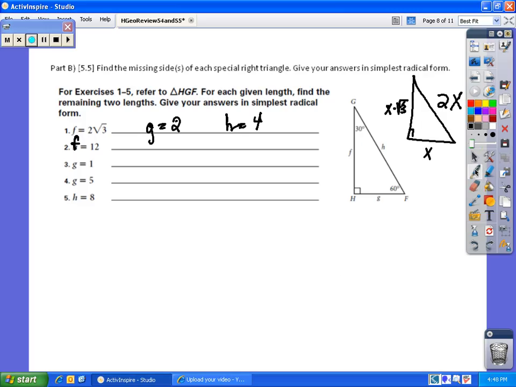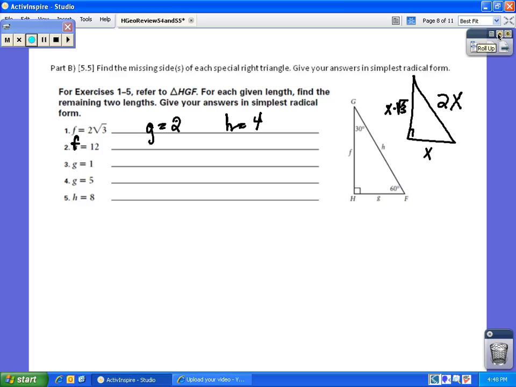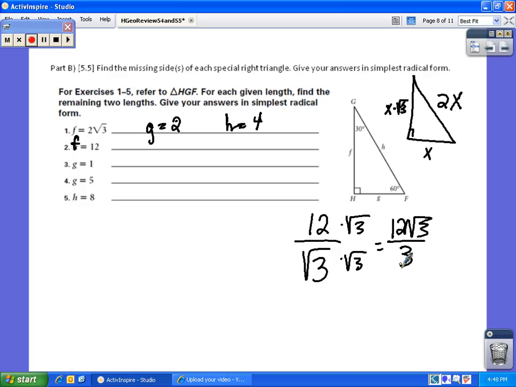For number 2, if f is 12, remember, f is my longer leg. To go from the longer leg to the shorter leg, we divide by the square root of 3. However, I can't leave my answer like this. I have to rationalize the denominator by multiplying top and bottom by root 3. So I have 12 root 3 divided by 3, and you'll notice that the 12 and the 3 cancel out. 12 divided by 3 is 4, so my final answer is 4 root 3 for the short leg. And then to go from the short leg to the hypotenuse, I multiply by 2. 4 root 3 times 2 is 8 root 3.